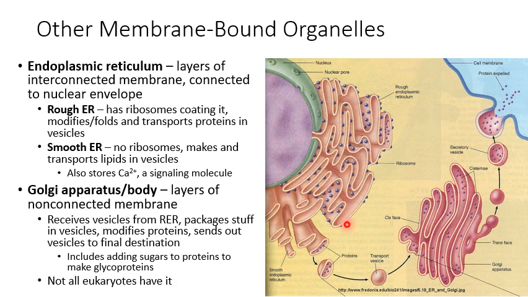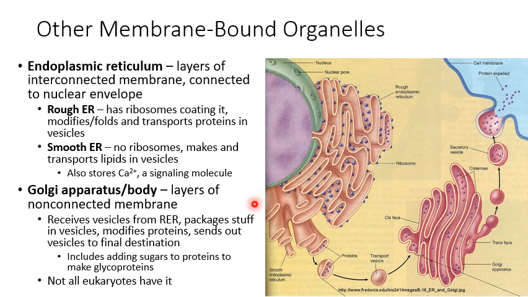So the membrane of the endoplasmic reticulum is folded to make all these layers. The layers are all connected to each other, and the membrane itself is connected to the nuclear envelope at some of these nuclear pores. The rough ER is called that because it has ribosomes studding its surface. It is involved with modifying proteins, folding proteins, and then transporting them out in vesicles.